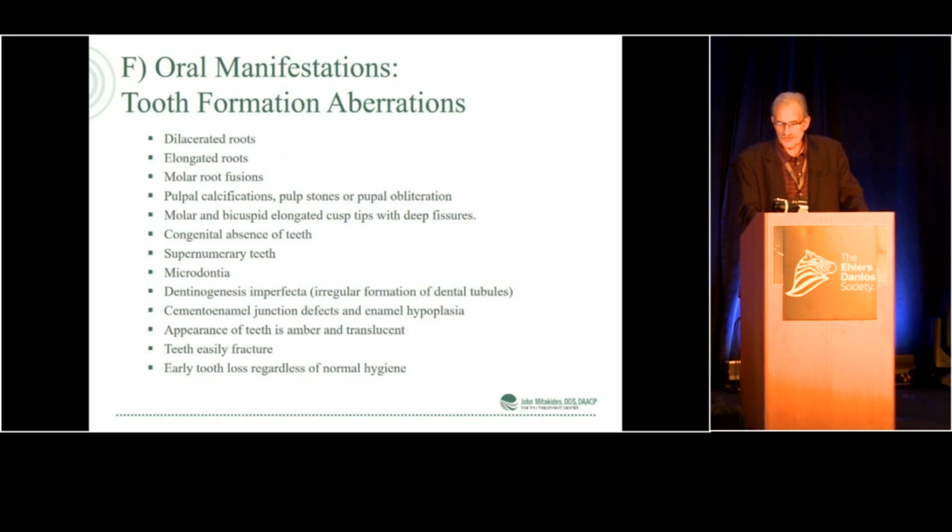Now, the oral manifestations of the tooth, you can see what's happening here. You have dilacerated roots, elongated roots, molar fusions, pulpal calcifications, that's in the tooth itself, where the nerve is. You actually have calcification there. The tips of the teeth will be really long. The grooves will be really deep. The teeth will actually split. You have congenital absence of teeth. You'll have supernumerary teeth. You'll have microdontia, teeth that are smaller than they should be. They have a thing called dentinogenesis imperfecta and cemento-enamel junction problems.